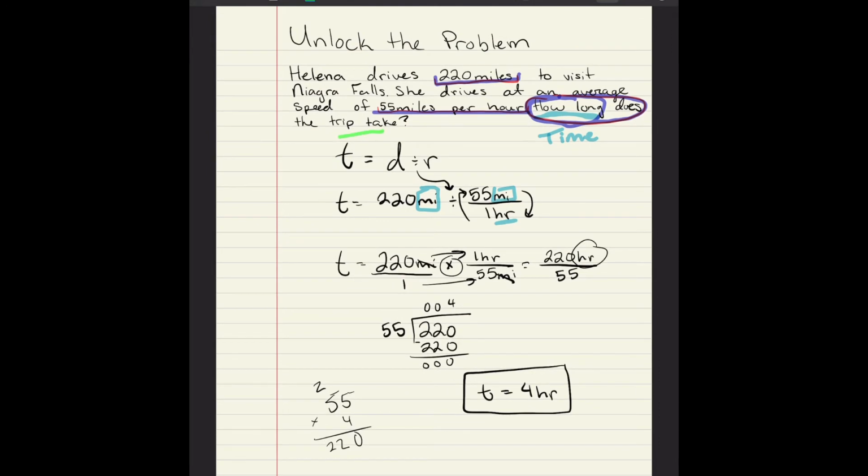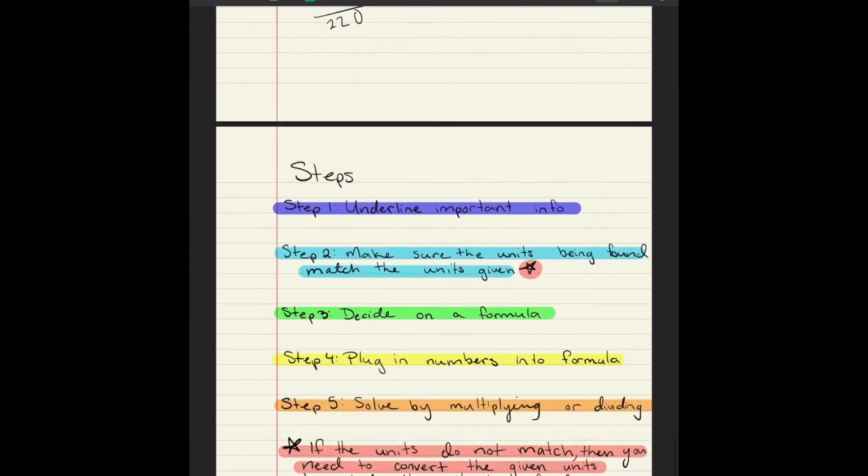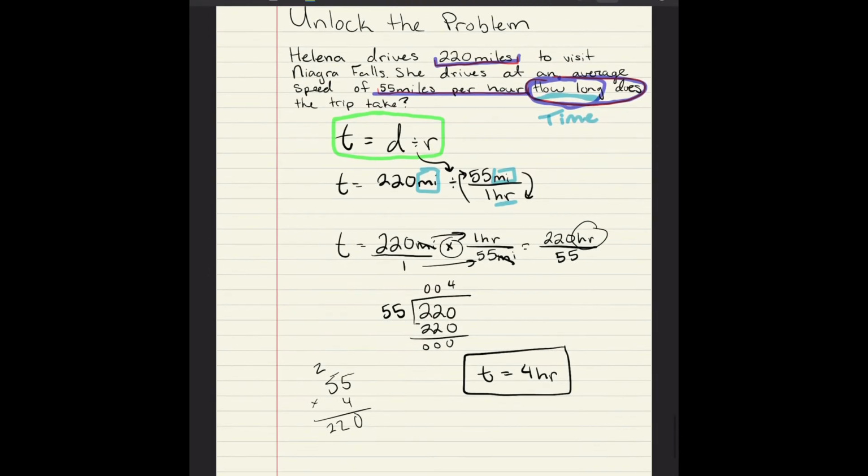So here is the formula. And I chose that from our options here at the top. And the signs of the formula will help you figure out what formula you need to use. So you should definitely write down the signs of what formula to use. Step 4 is to plug in numbers into the formula. So here are our numbers and we plugged them in. This is one whole number here. So the distance is 220 miles. The rate is 55 miles per hour.